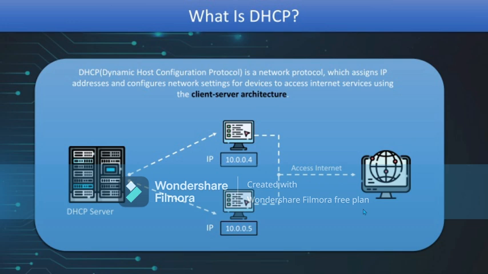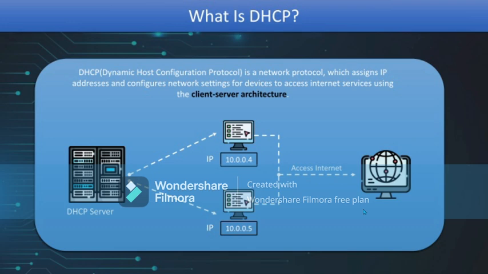DHCP, Dynamic Host Configuration Protocol, is a network protocol for assigning IP addresses and network configuration settings to devices accessing internet services, using the client-server architecture. We can configure the IP address with the help of a DHCP server. The DHCP server is an address assigning server that dynamically assigns IP addresses.